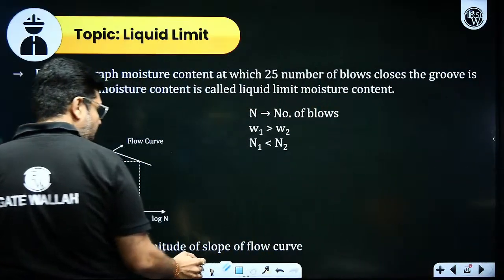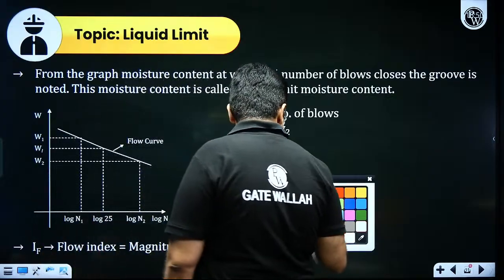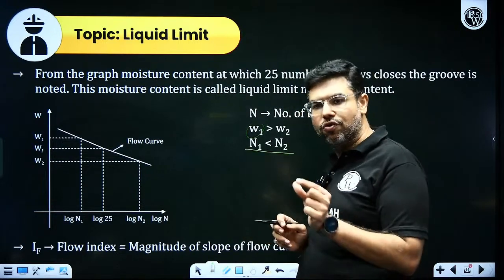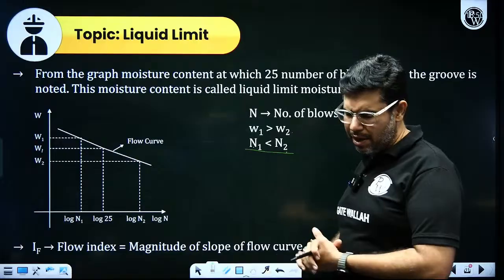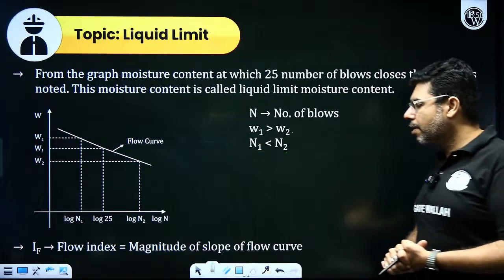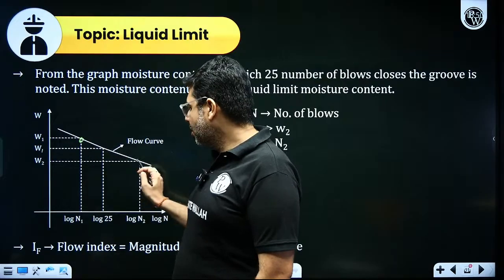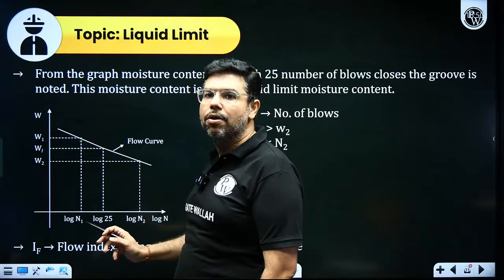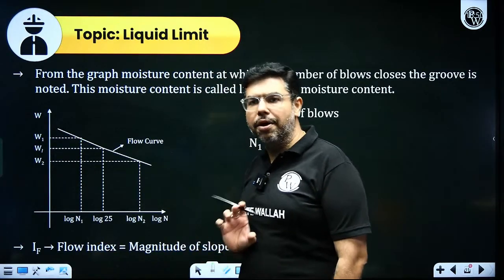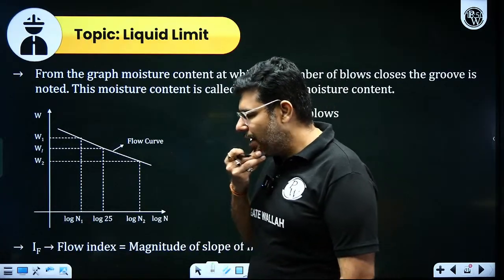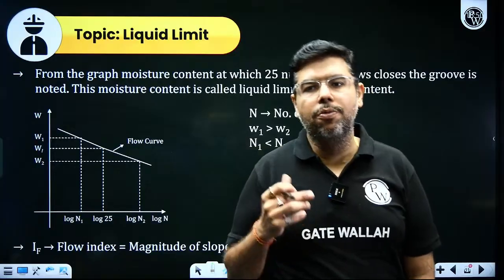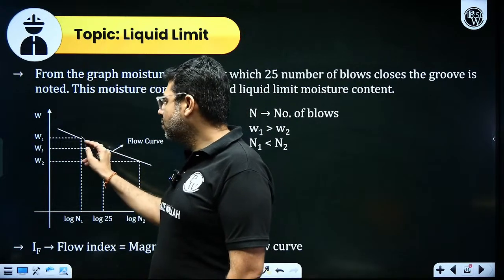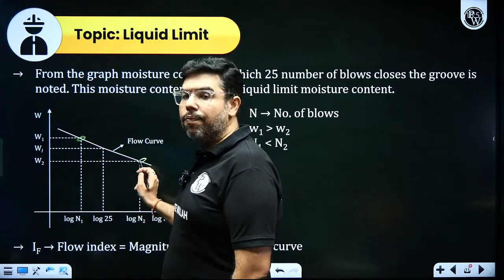We will conduct this experiment twice. You will record 2 water contents, W1 and W2. As you increase the water content, what will happen? The more the water content, the fewer the blows required to close the groove. If W1 is greater than W2, then with N as the number of blows, N1 will be less than N2. Take these 2 data points on a semi-log paper, because it has been seen experimentally that the data comes out as a straight line on semi-log paper, and interpolation can be done on a straight line. So, I use the 2 data points W1, N1 and W2, N2, and make a straight line.